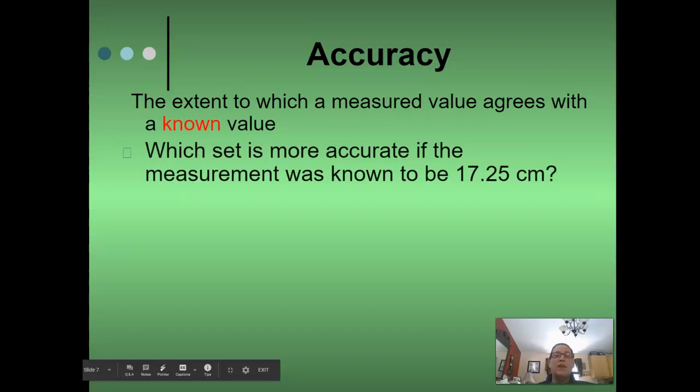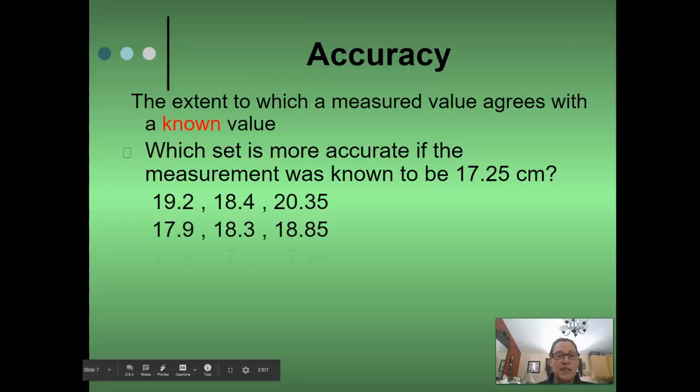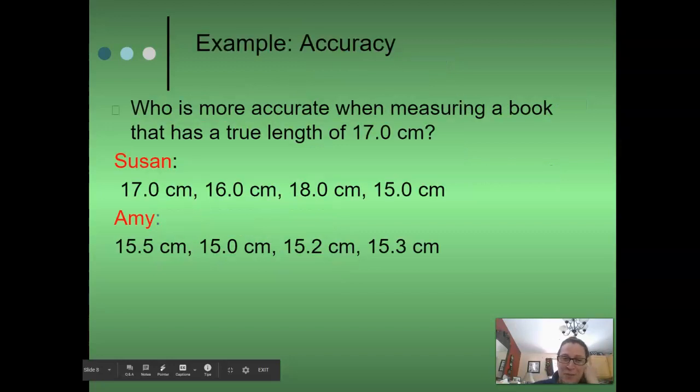So if a measurement happened to be 17.25 centimeters, which data set would you say is the most accurate? I'll give you a minute. Did you say the third set of data, the 17.8, 17.2, and 17.44 are all very close to, or at least closest of all the sets of data to the known value?